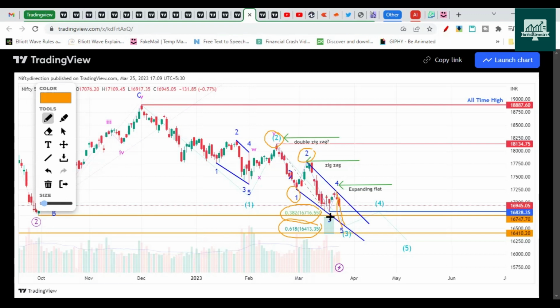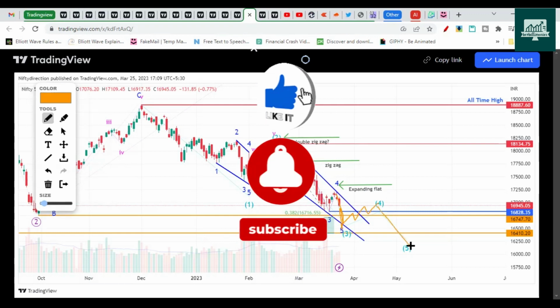So let's see, we have this wedge-like structure formed here. So this is a wedge structure, right? Impulse wedge structure. And here it should take the support near this downward trend line and give a consolidation move, probably which will last at least 2 weeks, and then we can have a fifth wave.